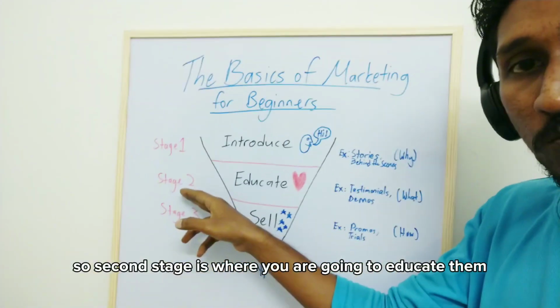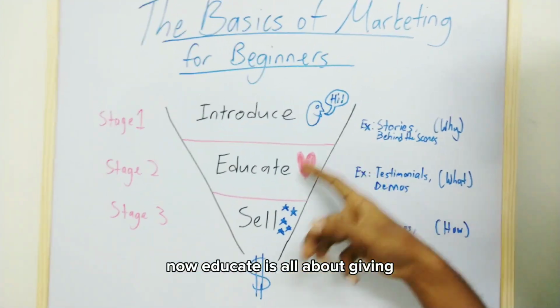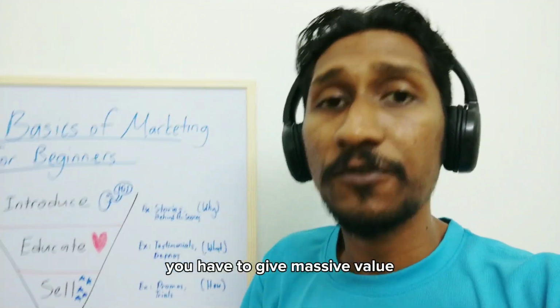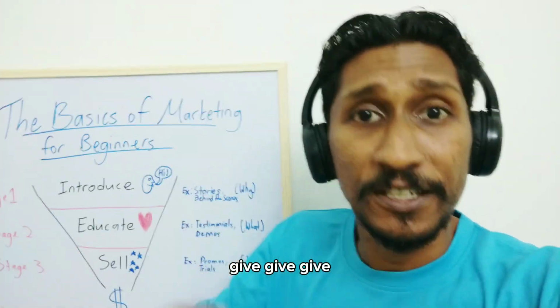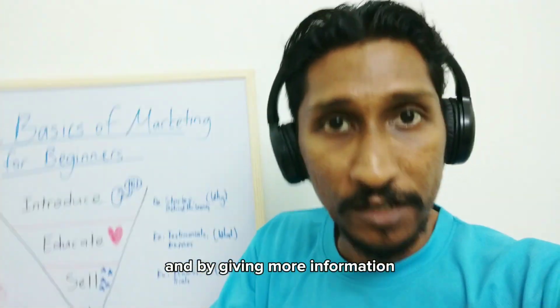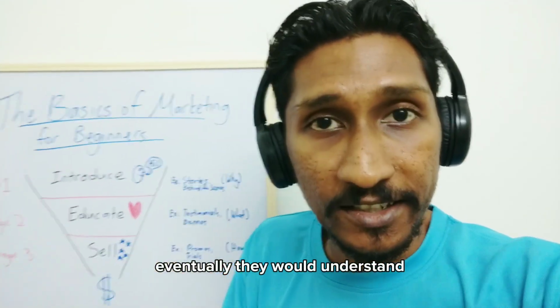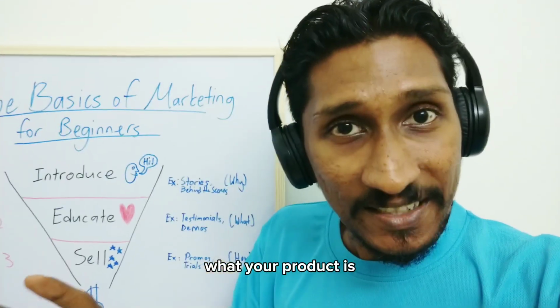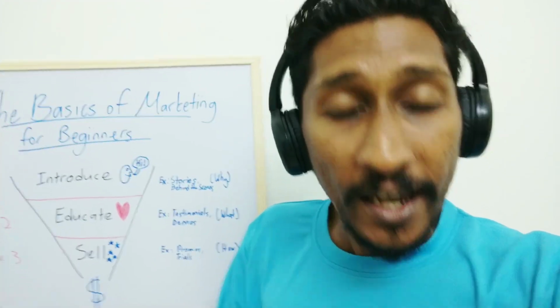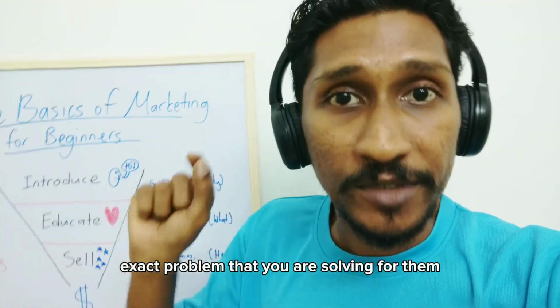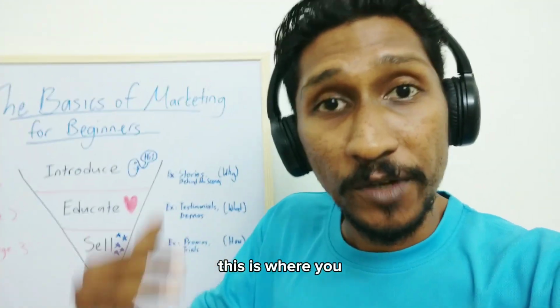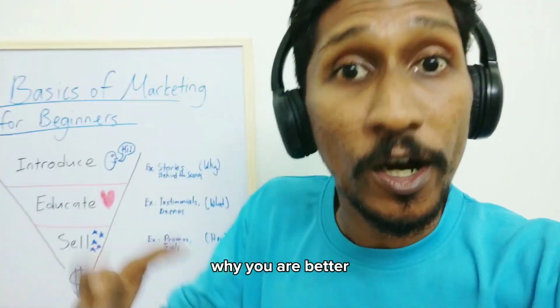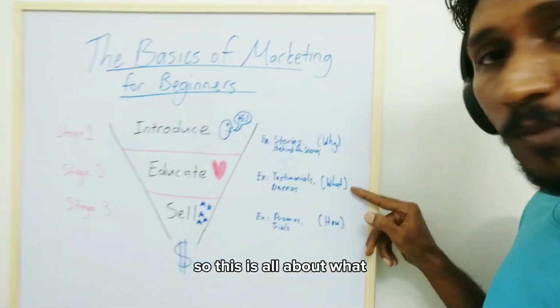So the second stage is where you are going to educate them. Now educate is all about giving. You have to give massive value, give. And by giving more information, eventually they will understand what your product is, what your services are, and what is the exact problem that you are solving for them. This is where you communicate why you are better. So this is all about the what.